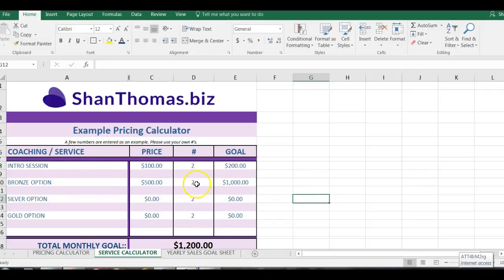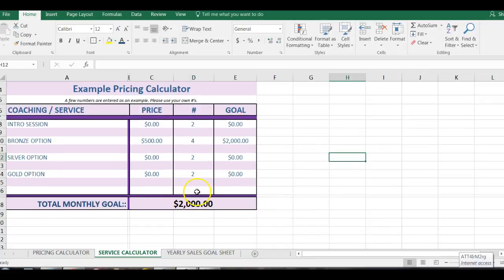So let's say you only have one package and your package is $500, but your sales goal is $2,000. Well, we know we need to sell 4 of those to make $2,000. That's particularly it. But if you wanted to see this number grow, let's say you say, okay, I know I need bare minimum.